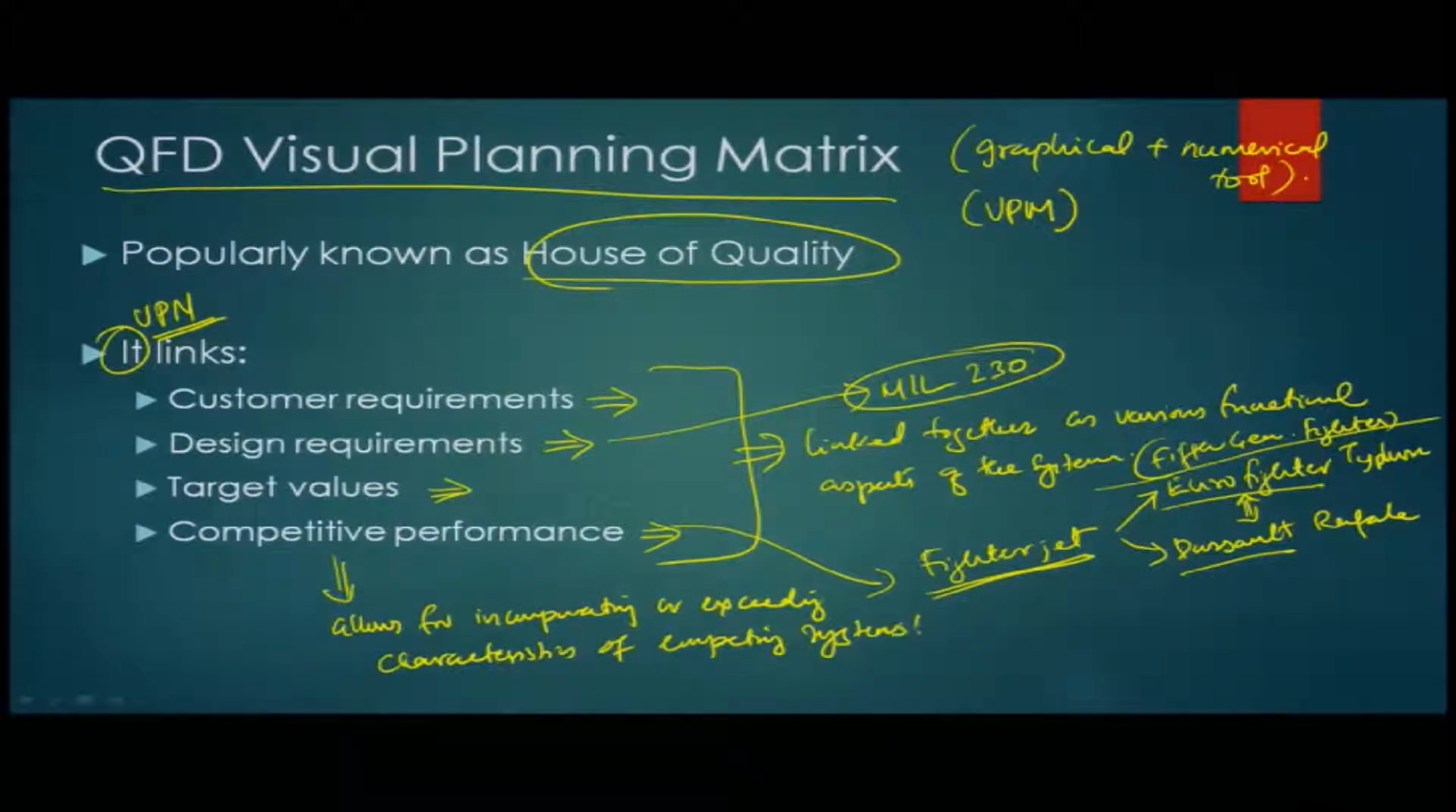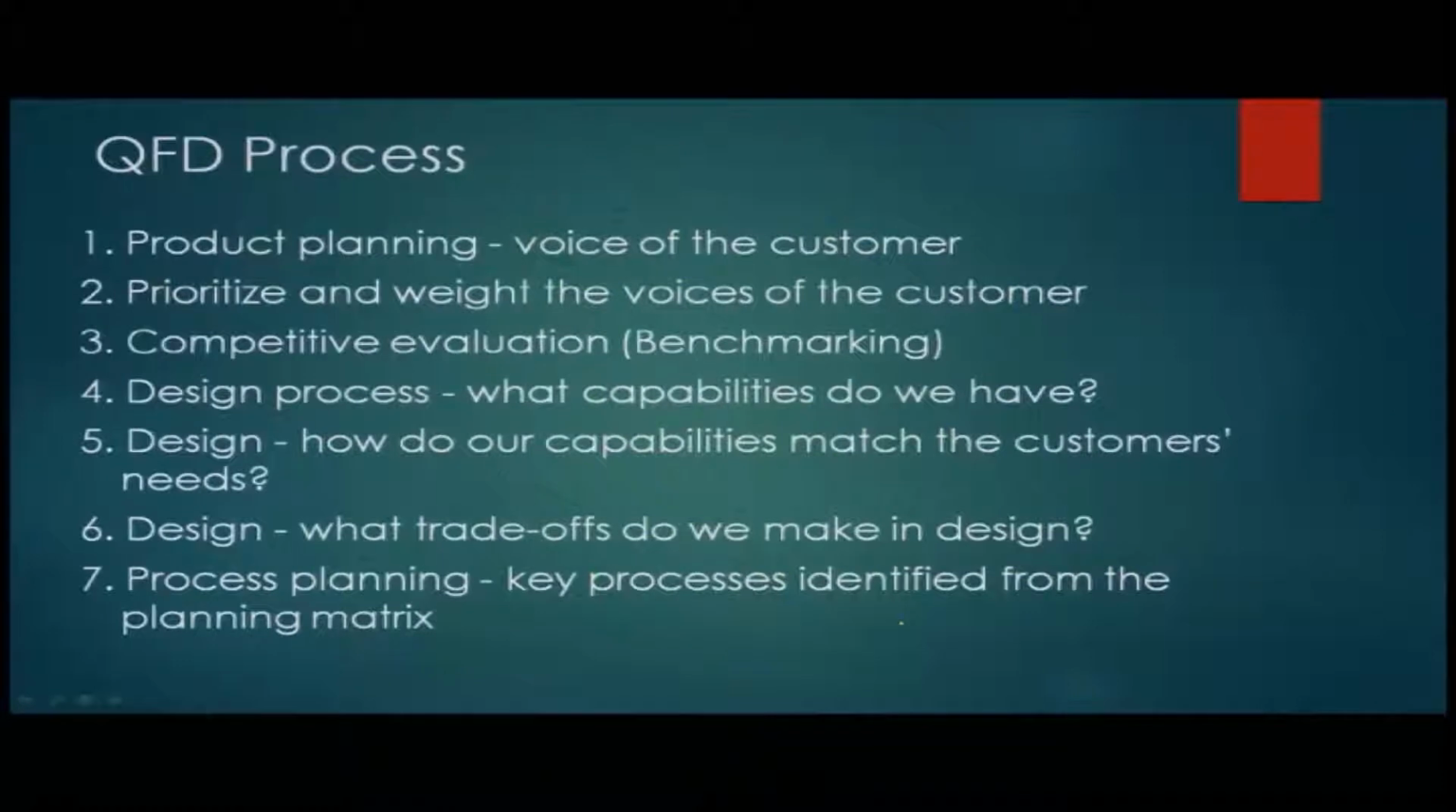This is another important aspect of the visual planning matrix, or what we call the QFD aspect. So, how does the QFD process happen? This is a 7-step process, and the 7-step process allows you to build QFD, or what we call a house of quality. The output of this QFD process will be the visual planning matrix, or some people call it a diagram, or the simple way to say it is the house of quality.